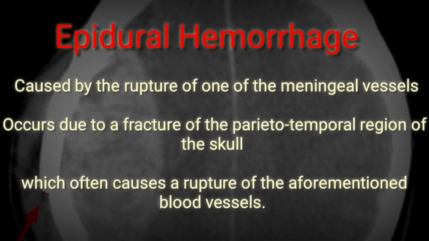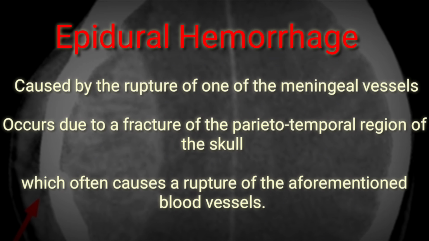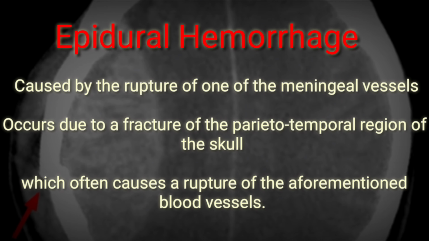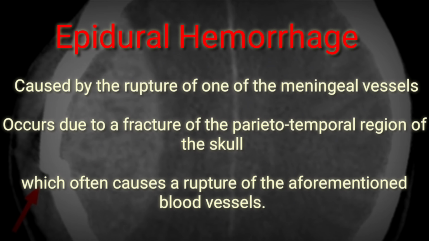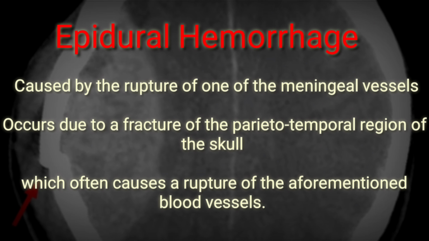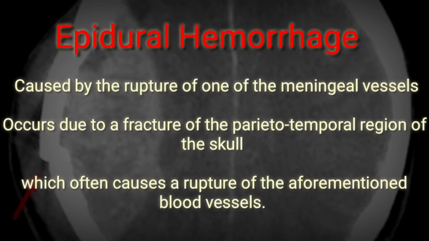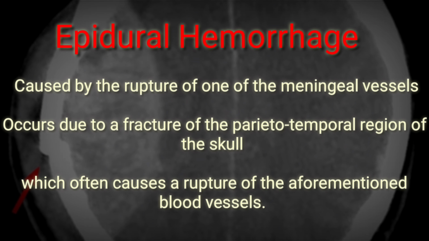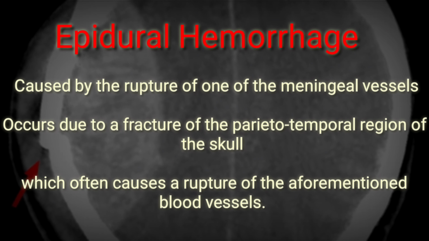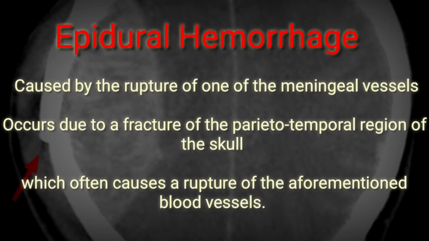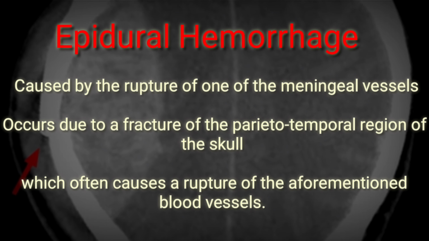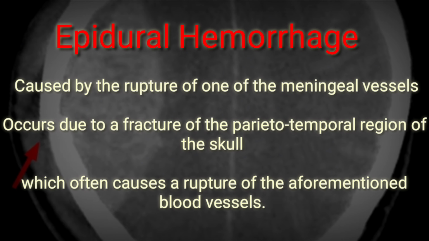And let me discuss the clinical relations. The first one is epidural bleeding. The epidural hemorrhage is a rare condition caused by the rupture of one of the meningeal vessels. The epidural bleeding usually occurs due to a fracture of the parieto-temporal region of the skull, which often causes a rupture of the aforementioned blood vessels.